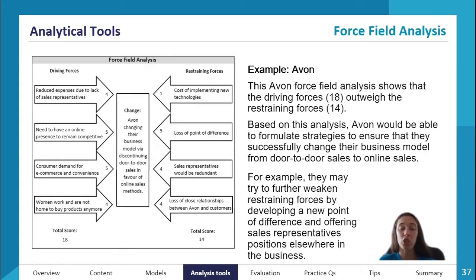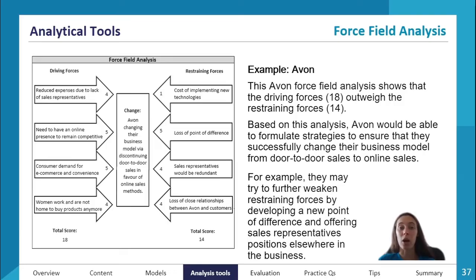And so you have your change in the middle, what is going to happen. In this case, we've got Avon changing their business model by discontinuing door-to-door sales in favor of online sales methods. So Avon back in the day was very well known for door knocking. Different sales representatives would come around to your house and sell you the different cosmetics products. And of course, that is not so relevant in today's day and age because we tend to buy online.